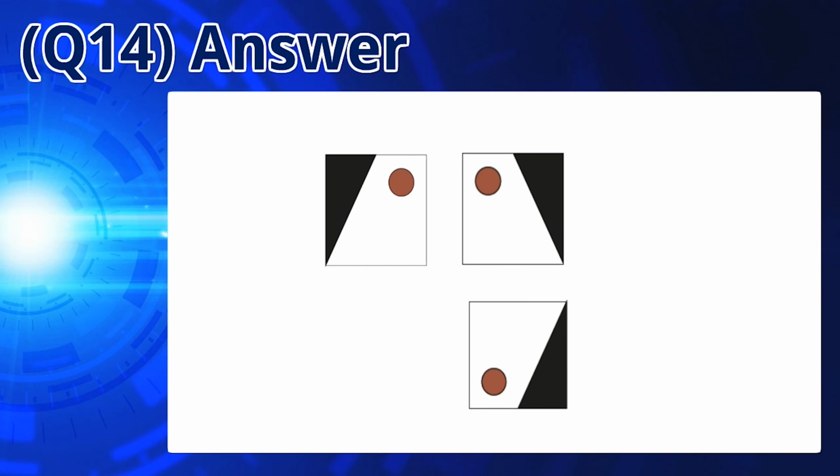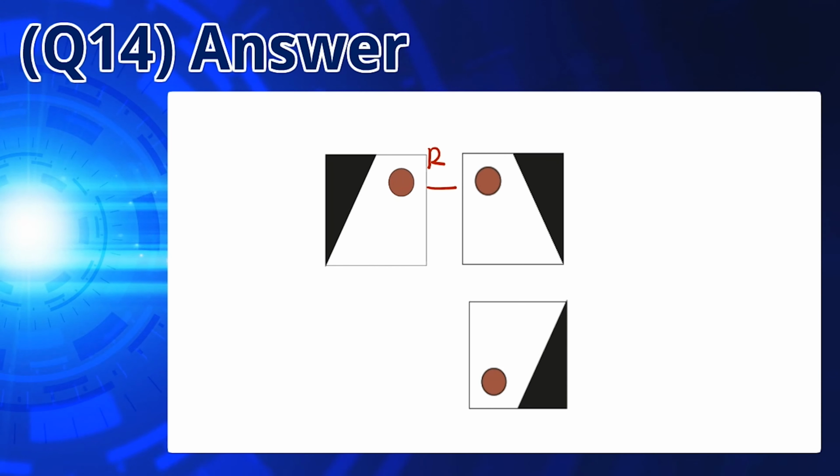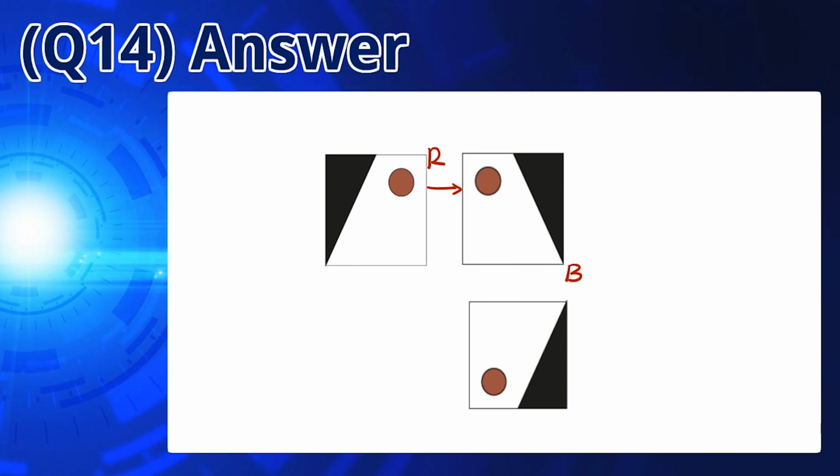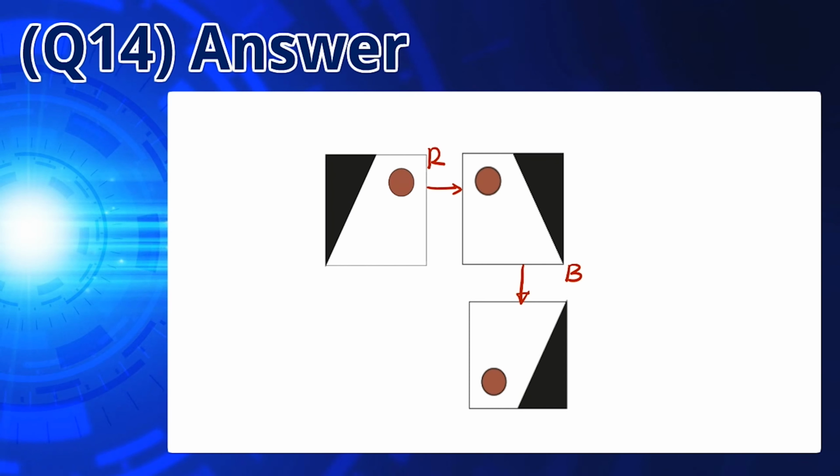We can draw a diagram to visualize the final position of this shape. When you flip it from its right edge, the dot goes to the top left corner. When we flip it from the bottom edge, the dot now goes to the bottom left corner. Only A has this position, so the answer is A.